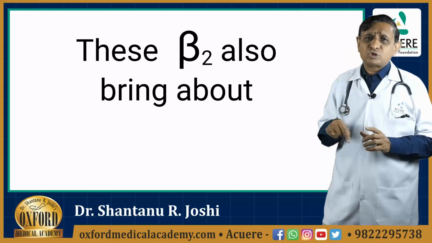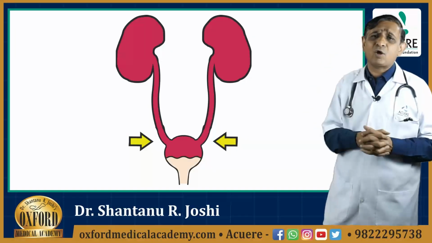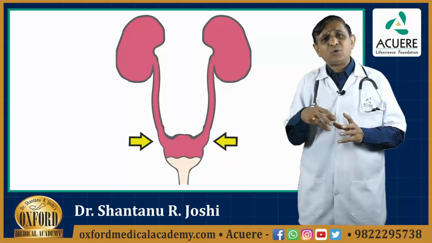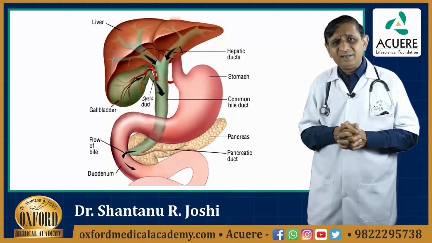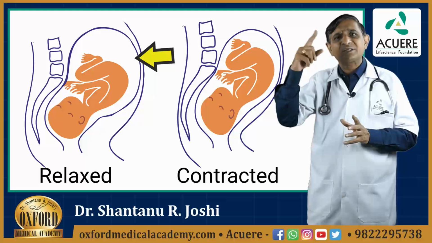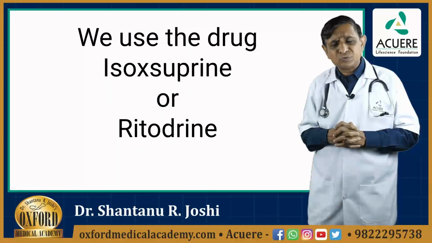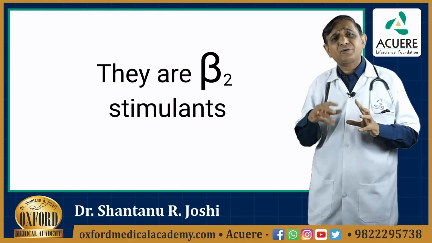Beta 2 also brings about smooth muscle relaxation inside the visceral organs. The urinary tract or the ureters get dilated. The biliary system gets dilated. The intestine will relax and also the uterus will relax. We use the drug isoxsuprine or ritodrine. They are beta 2 stimulants.